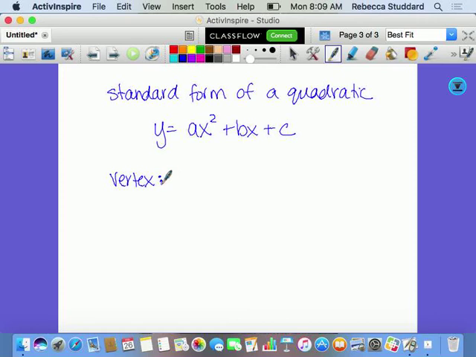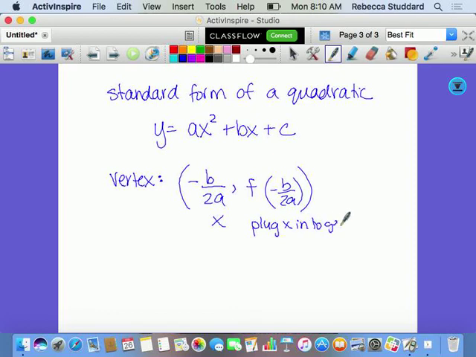What you'll find when you do that is that the vertex is equal to the opposite of b over 2a for your x coordinate, and then f of the opposite of b over 2a for your y. All that means is find x using this formula and then plug that in to get y. So this is the formula that you'll use to find x, opposite of b over 2a, and then whatever you get for this, you'll plug it in for y.